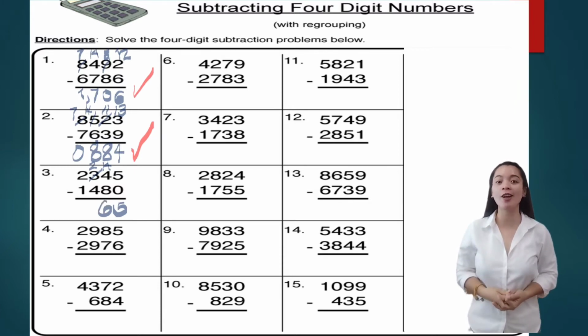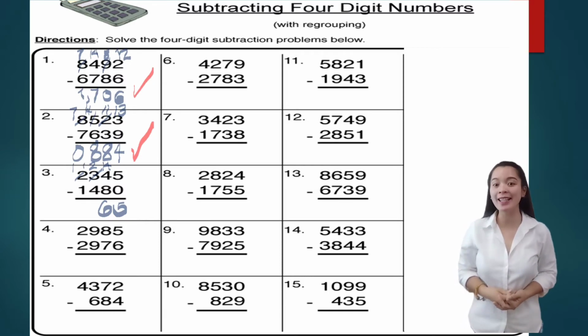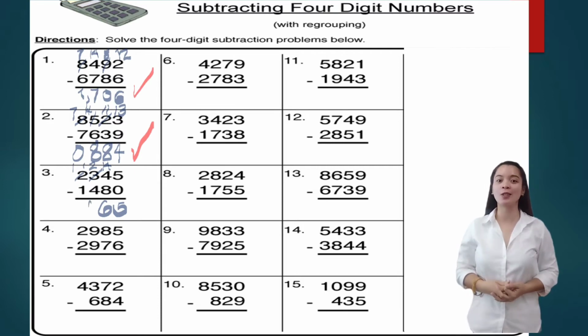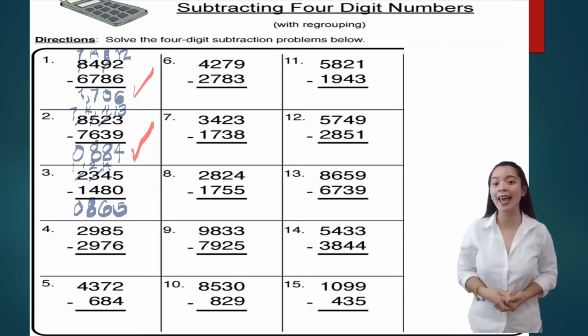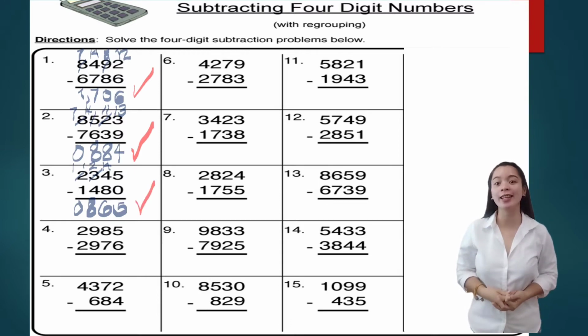2 minus 4 cannot be, so let's borrow again. 2 becomes 1 and 2 becomes 12. Okay, 12 minus 4 is equals to 8. And 1 minus 1 equals to 0 again. So our answer here is 865. Who got the correct answer? Good job, kids. Let's check your answer. Check.